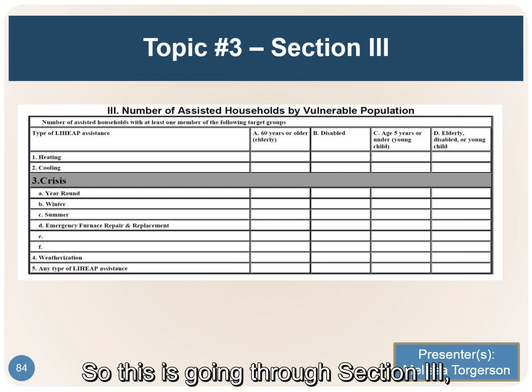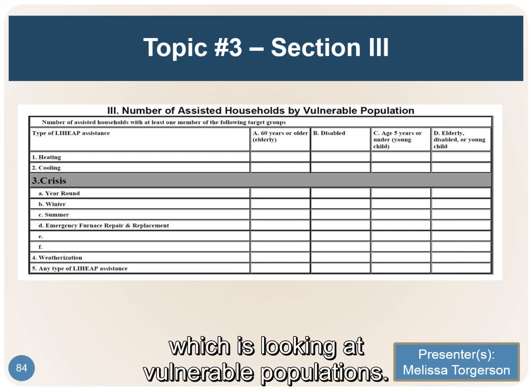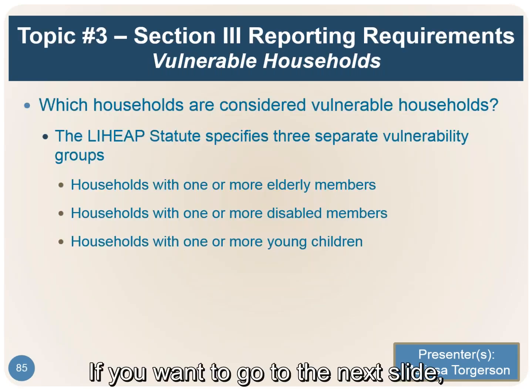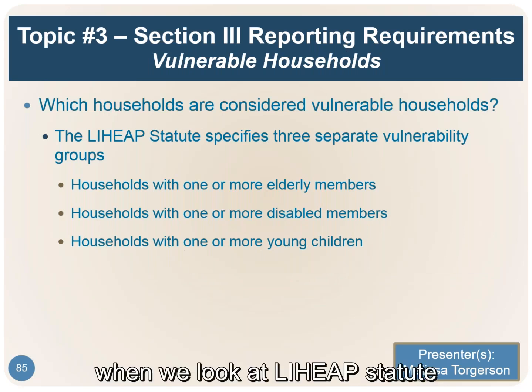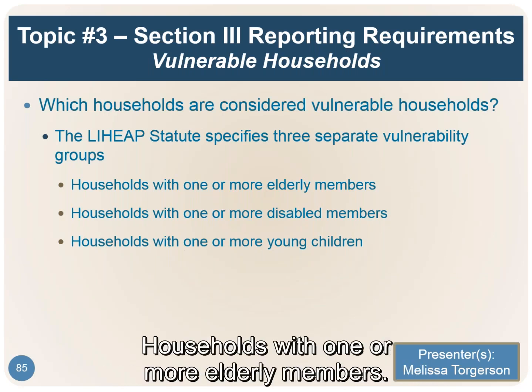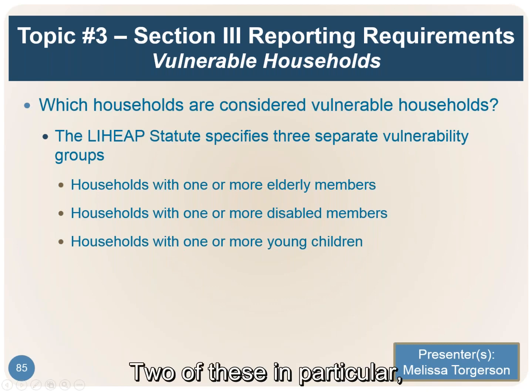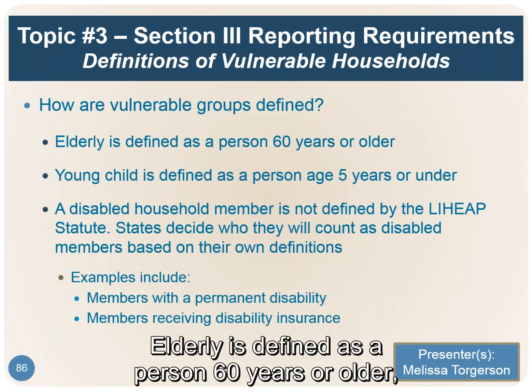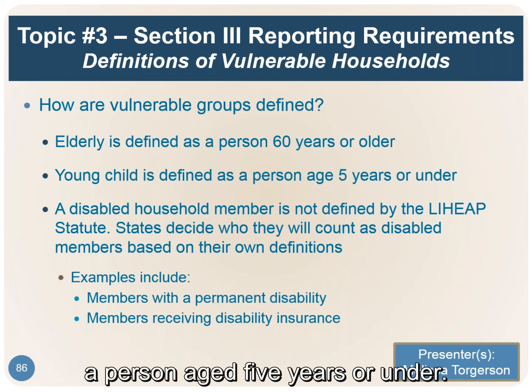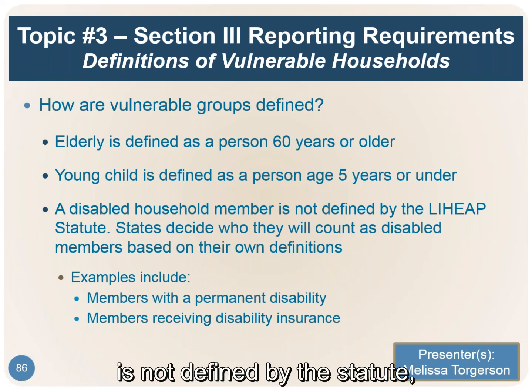So this is going through Section 3, which is looking at vulnerable populations. If you want to go to the next slide, when we look at the LIHEAP statute, there are 3 separate vulnerability groups: households with 1 or more elderly members, households with 1 or more disabled members, and households with 1 or more young children. Now, two of these are defined. Elderly is defined as a person 60 years or older, and young child is defined as a person age 5 years or under. But a disabled household member is not defined by the statute.